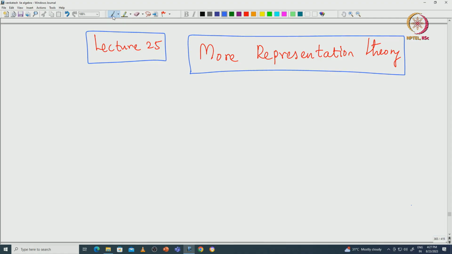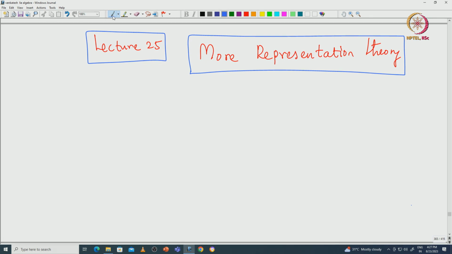Welcome back everyone. In this lecture I will continue with more representation theory, because we still haven't defined some of the important objects that one can create in representation theory. Before that, I will recall what we were doing in the last lecture. I made a very simple calculation mistake, and I will rectify that now.